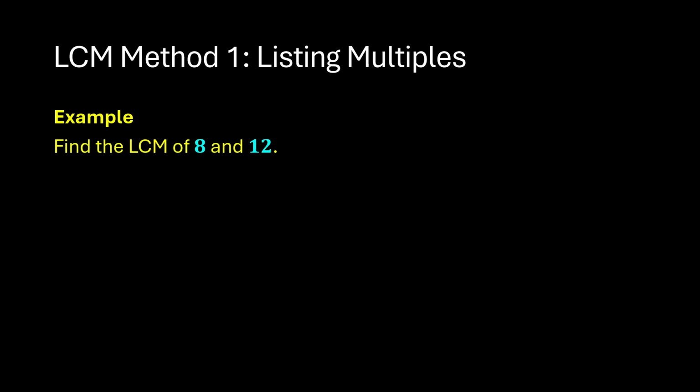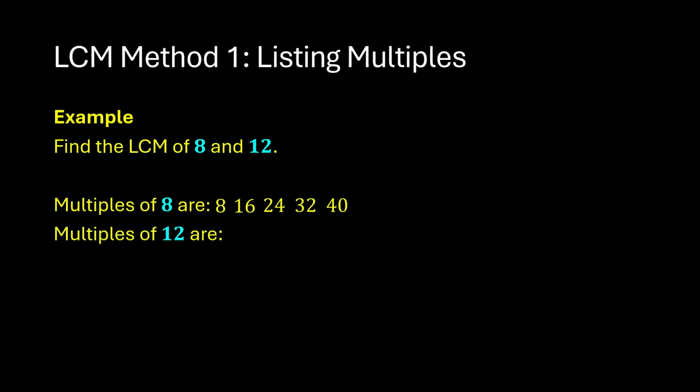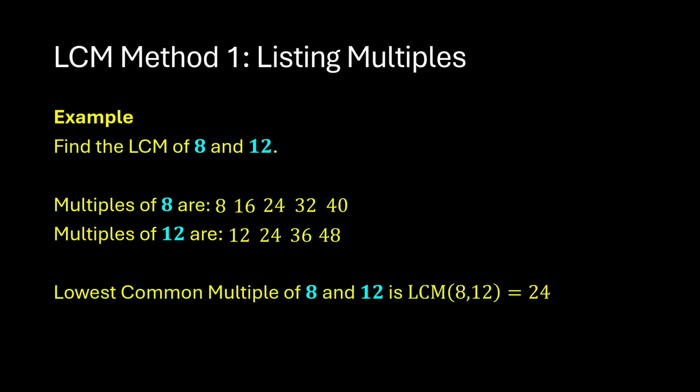Let's try another example using the same method. So we're going to now find the lowest common multiple of 8 and 12. The multiples of 8 are 8, 16, 24, 32, 40, and so on. And the multiples of 12 are 12, 24, 36, 48, and so on. The lowest common multiple of 8 and 12 is 24, because 24 is the smallest number which is a multiple of both numbers.